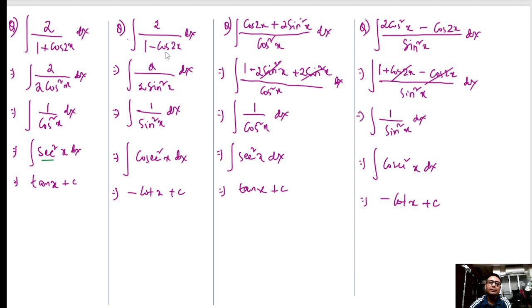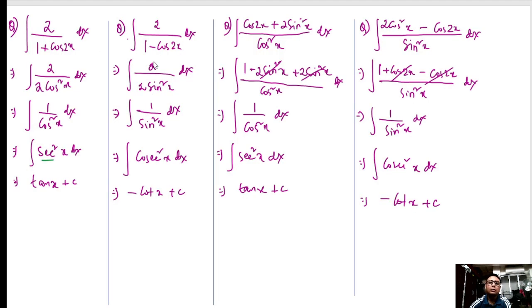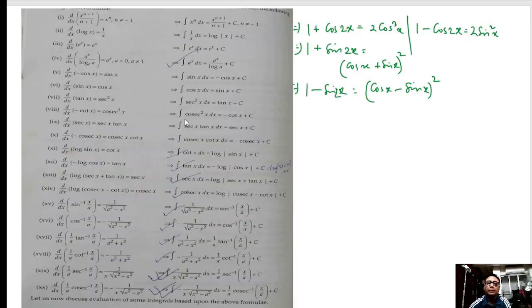1 minus cos 2x. What is 1 minus cos 2x? 1 minus cos 2x is 2 sine square x. 2 sine square x, the 2 cuts. 1 by sine square x is cosec square x, and integration of cosec square x is minus cot x. Clear?